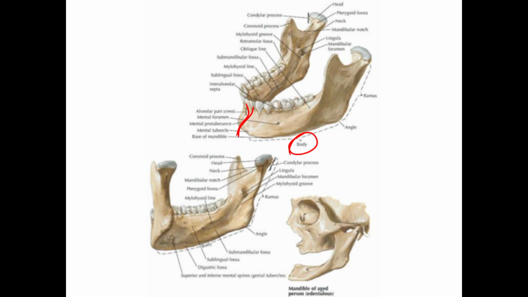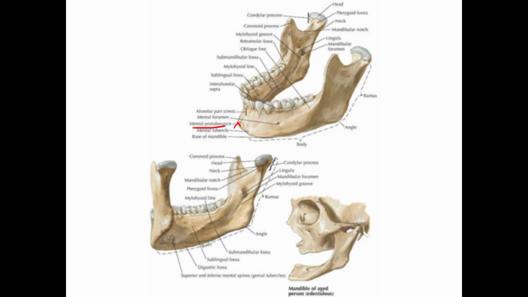the symphysis, which is basically known as mandibular symphysis or symphysis menti. Okay, which is very important, you should know it. Then basically you have the mental protuberance. So the mental protuberance is present here. This is the mental protuberance.